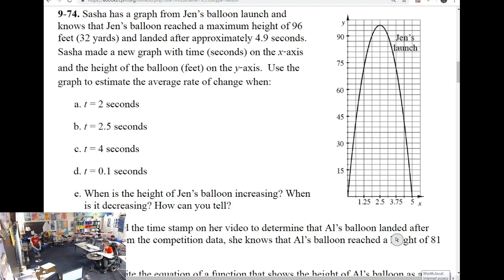Time is still on our x-axis, feet is on our y-axis. So now without a data table, you decide what you're doing to determine your average rate of change at those timestamps. So essentially, what is D going to be asking for? Just starting velocity, essentially, right? Because if it's right at the beginning of the time, it's essentially our starting velocity. I'm going to give you a few minutes to work on this because I know you got to find some data points and stuff like that.